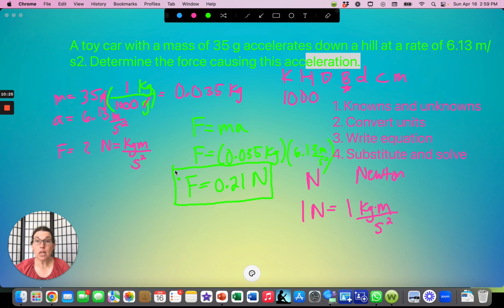Now, there could be other problems that you encounter where you're solving for acceleration instead of mass. And in those cases, we can start with F equals ma. But then if we're solving for acceleration, we want to isolate the acceleration. So I can divide both sides by m and end up with a equals force divided by mass. So that's another version of this equation that you may need to use in a future problem.